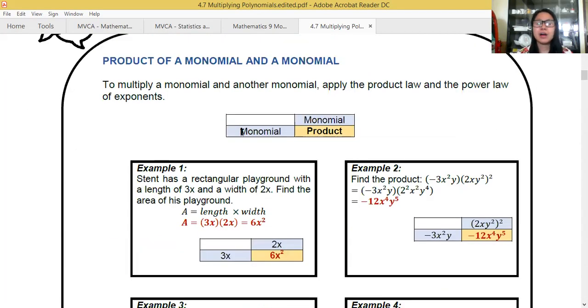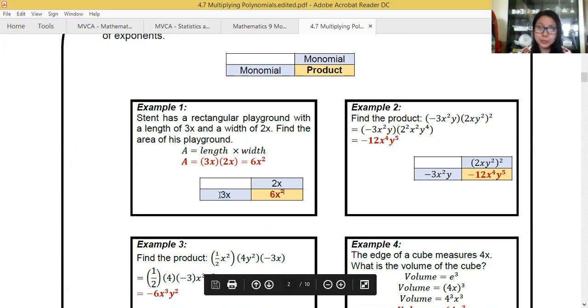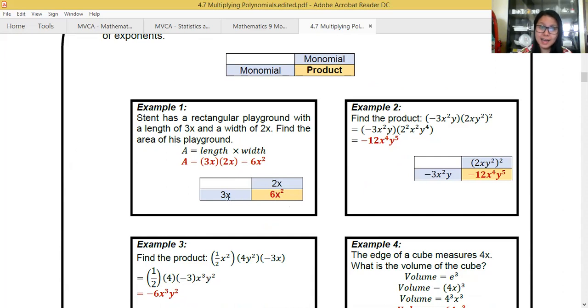Now, let's start. How do we multiply monomial and a monomial? So, I made here a box. For example, the first monomial is 3x. And the next monomial is 2x. So how do we multiply that? 3 times 2 is 6. X times x is x squared. Or another example, negative 3x squared y. This is our first. And the second is 2xy squared. Everything will be squared. So what's the answer?